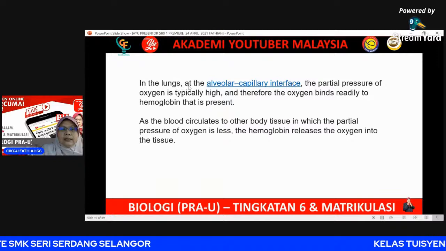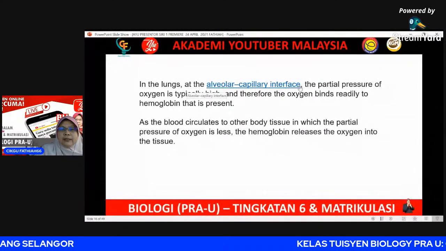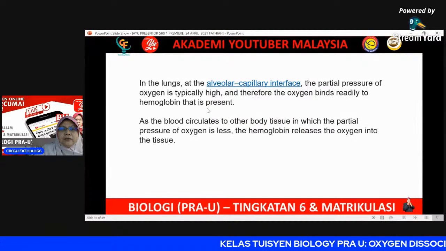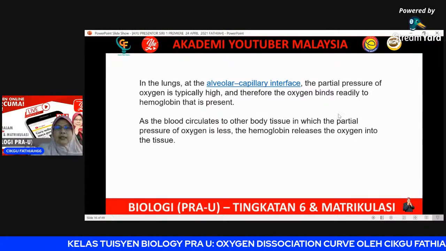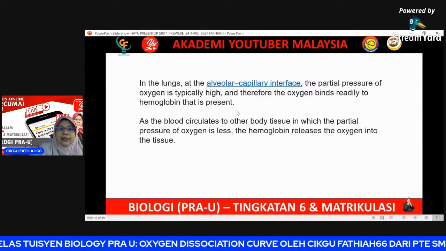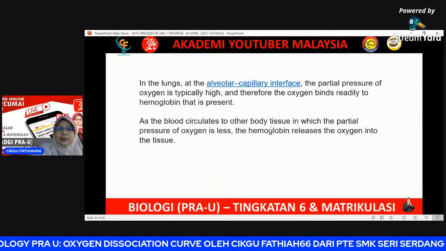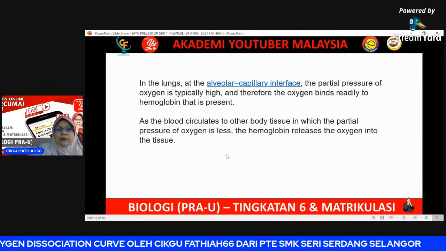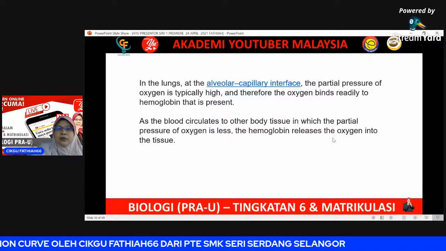Okay, in the lung, at the alveoli capillary interface, the partial pressure of oxygen is typically high, and therefore the oxygen binds readily to the hemoglobin that is present. As the blood circulates to other body tissue, in which the partial pressure of oxygen is less, the hemoglobin releases the oxygen into the tissue.